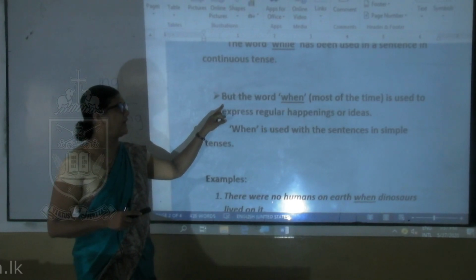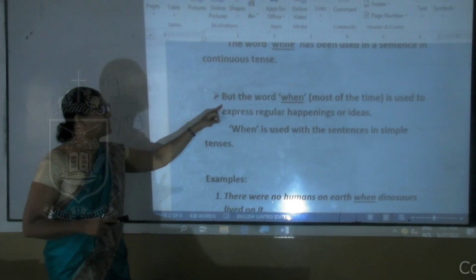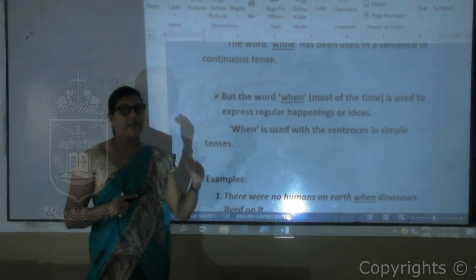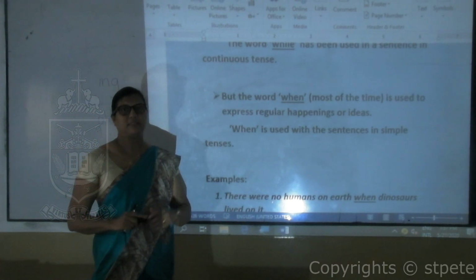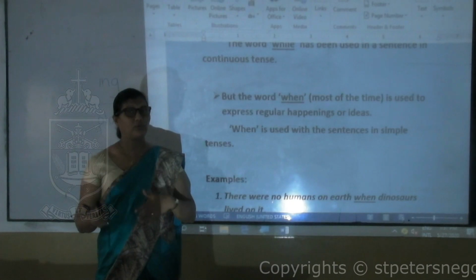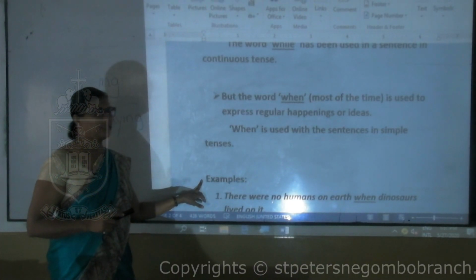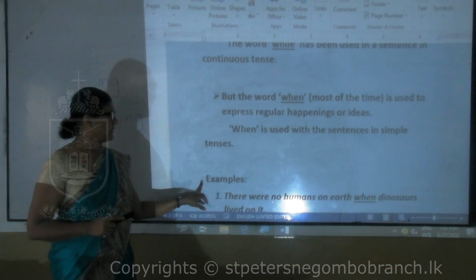But most of the time, when is used for regular happenings. So when takes simple tenses: simple past, simple future, or simple present. Let's go to our examples.